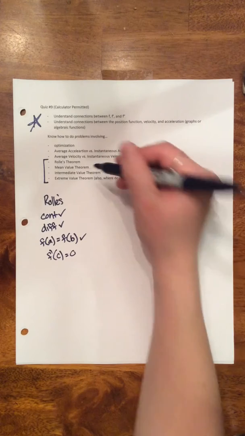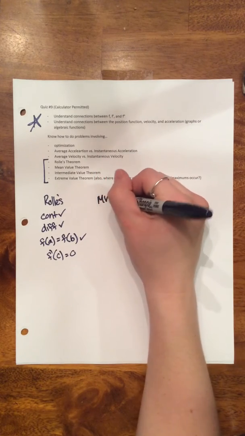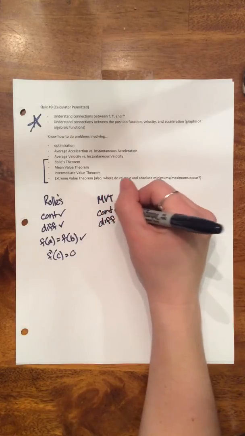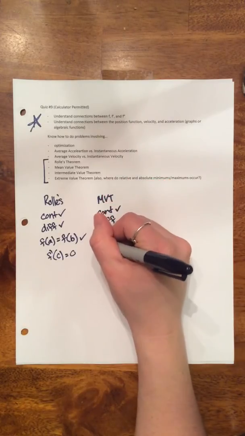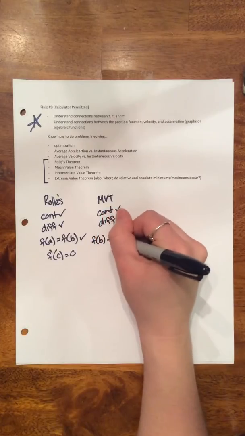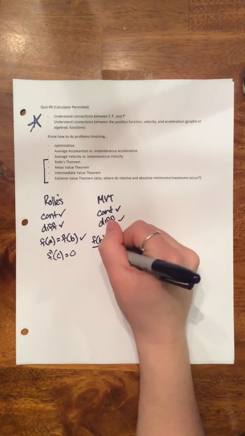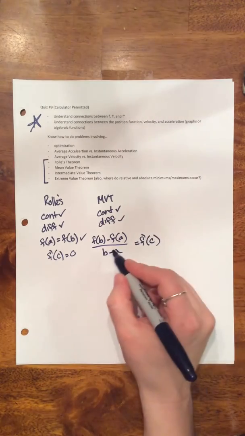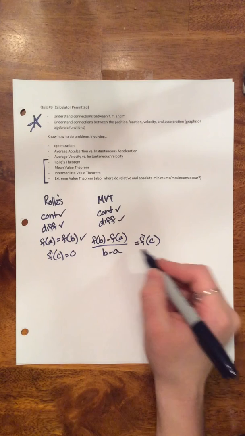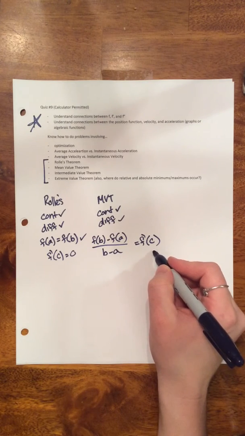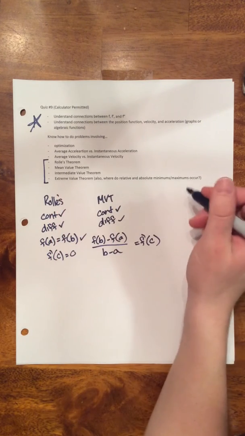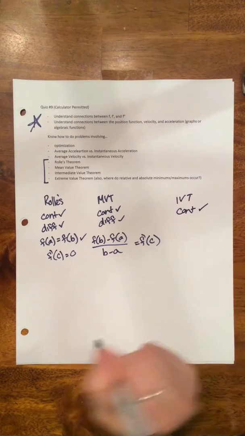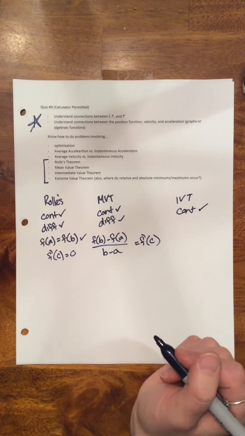For mean value theorem, the function has to be continuous and differentiable, and as soon as those two things are true, then there's somewhere where the average rate of change equals the instantaneous rate of change. So this would be average rate of change, slope of the secant is equal to the slope of the tangent line. Intermediate value theorem just requires that a function is continuous. Remember, if a function is differentiable, it's definitely continuous.